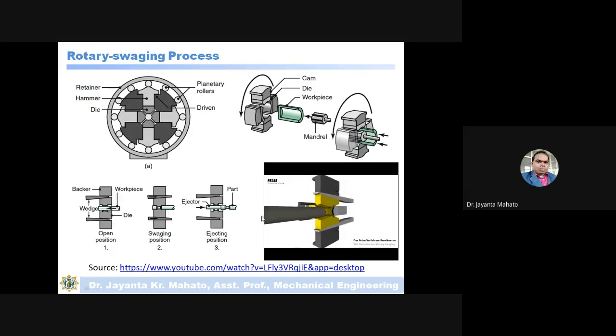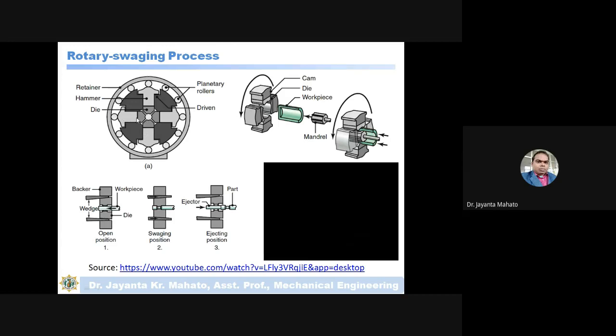The material will pass through this, and ultimately the diameter of the part can be uniformly reduced. Just see here, this is the arrangement of the rotary swaging process.